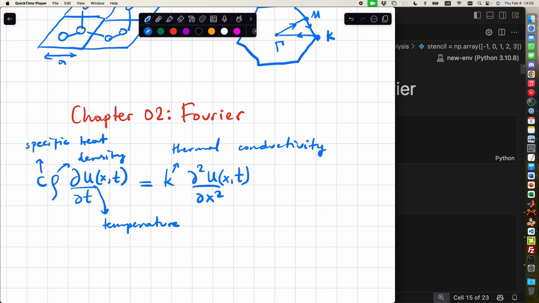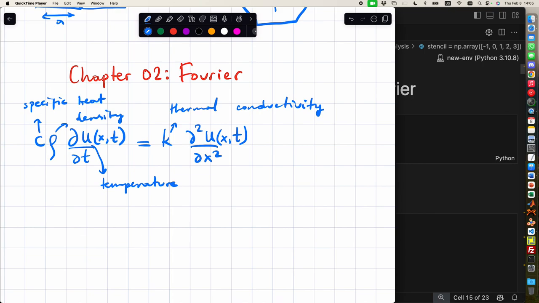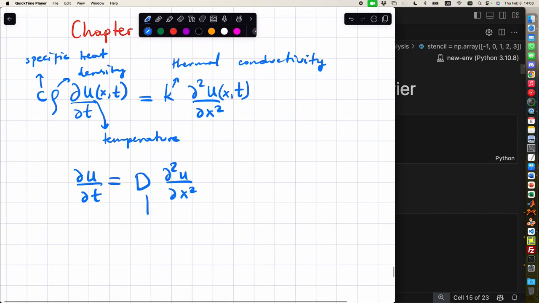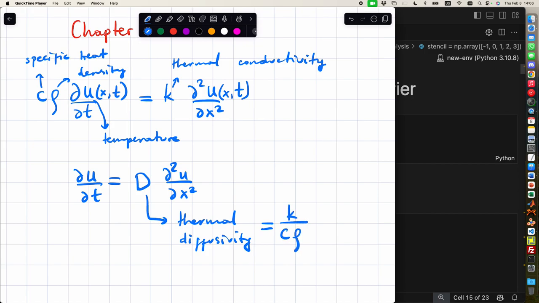Okay, so we want to solve this problem, and we will write it in a more compact way. We will just write it like this, and we will call this one thermal diffusivity. That even further shows that it's all about diffusion here, right? Now, how can you solve this problem? Before we had just time dependence, time derivatives. Now we have space derivatives and time derivatives together. So let's start by focusing on space derivatives first.